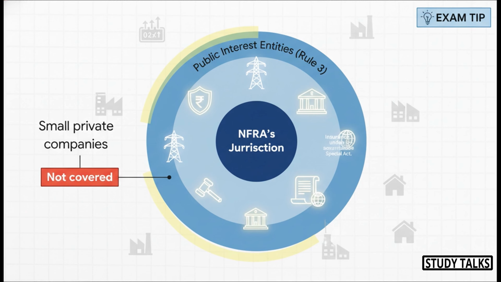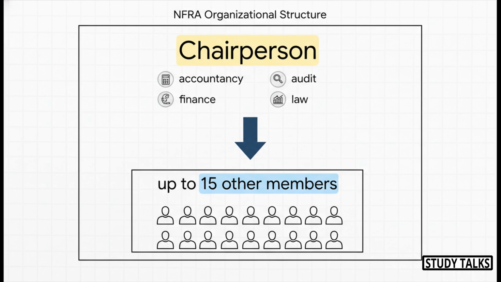The logic here is pretty simple. NFRA focuses on the big players because the quality of their financial reporting has the biggest impact on all of us. And the reason NFRA has so much credibility is because of who's on it. It's led by a chairperson who has to be an expert in accounting, audit, finance, or law. And they're supported by up to 15 other members. So you've basically got this powerhouse of expertise, which allows them to effectively regulate the whole financial system.